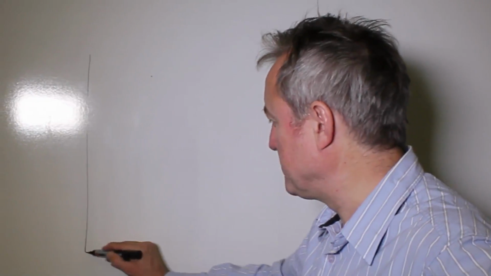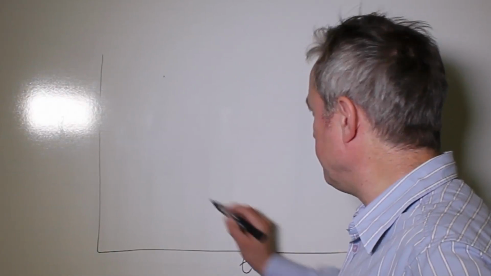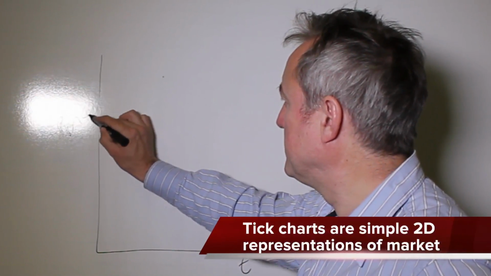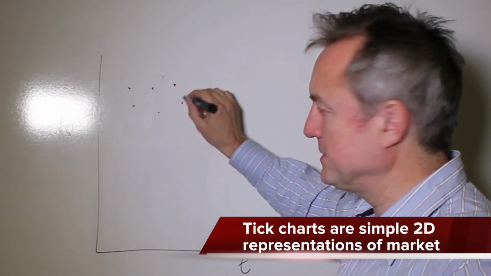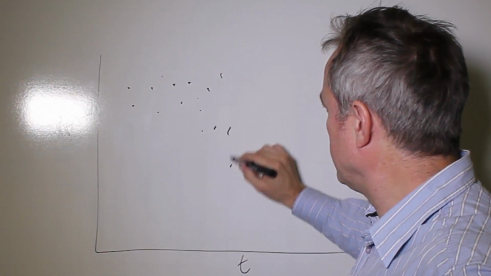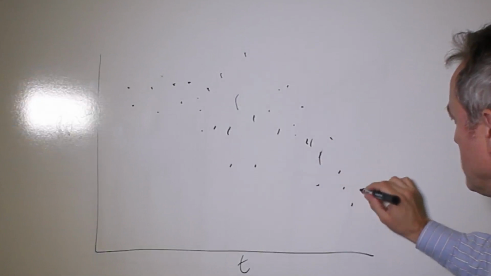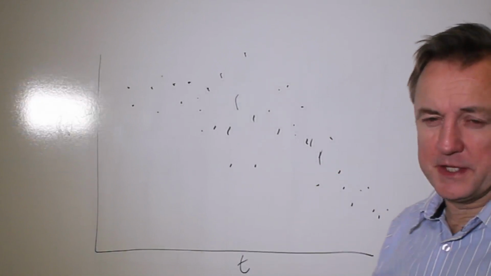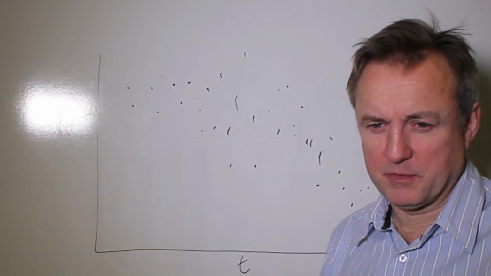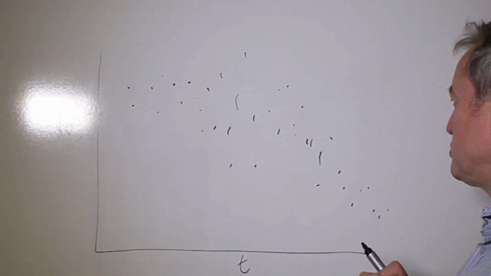If we start again with the simplest representation of a market on a two-dimensional space, we have the tick chart, which is time and price. And we have each bargain as it's struck creates a pattern of dots or points that is a very diffuse representation of a market. There's no shape to it, there's no sense of trend or direction or indeed pattern within it.